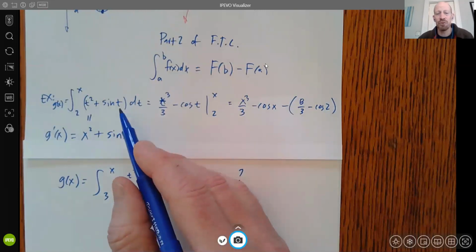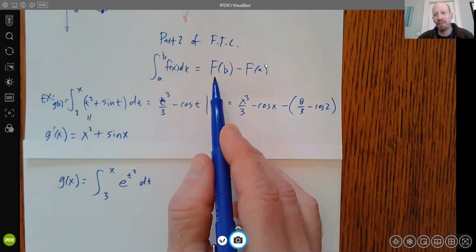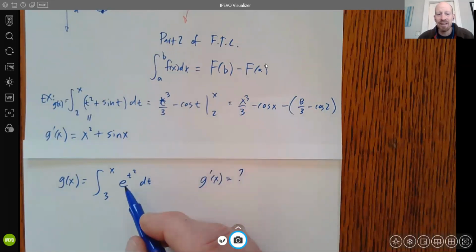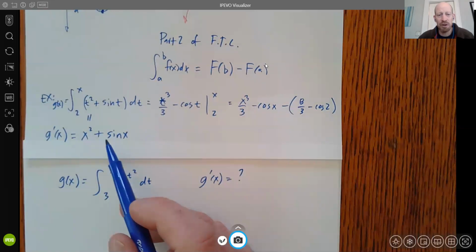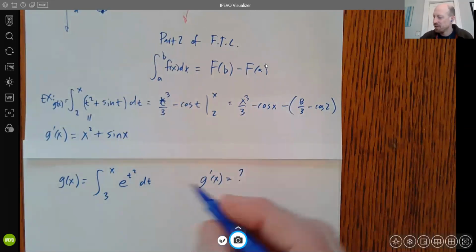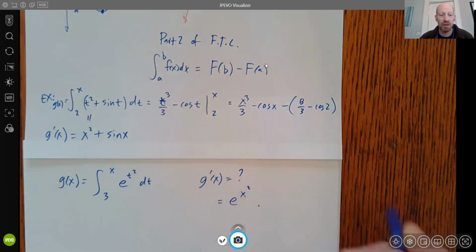So I can't do this process here because I can't find the capital F. I don't know what the antiderivative is. But that's okay. I don't need to know what the antiderivative is to find the derivative of g, right? Because that's what the fundamental theorem part 1 says, is that you don't have to actually find the antiderivative and then take the derivative, because you know what's going to happen. You're going to end up right back at your original function, which is e to the x squared. Right? That's what the derivative is going to be in this case.